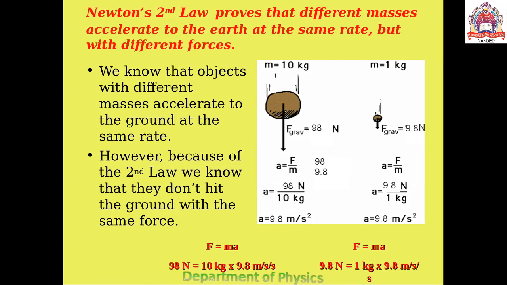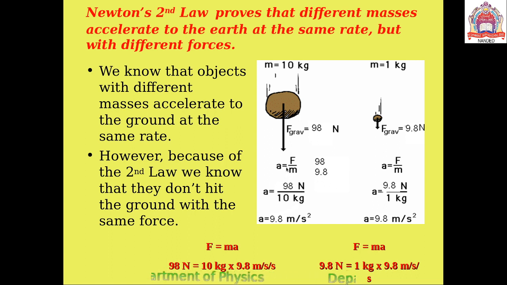Newton's second law proves that different masses accelerate toward the earth at the same rate but with different forces. Here we are taking two examples: m = 10 kg and m = 1 kg. Here the mass is bigger compared to this one. The gravitational force is directed downwards. Again here is the force of gravitation. So 98 N and 9.8 N.